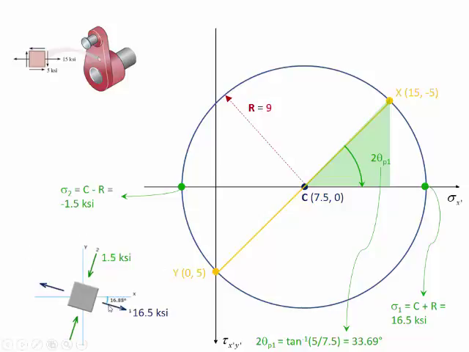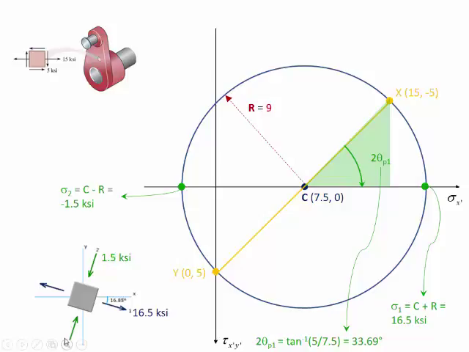So 16.84 degrees clockwise from X, we have the orientation of the maximum principal stress, 16.5 kilopounds per square inch, and the perpendicular plane gives us the direction of the minimum principal stress, which is 1.5 kilopounds per square inch in compression.